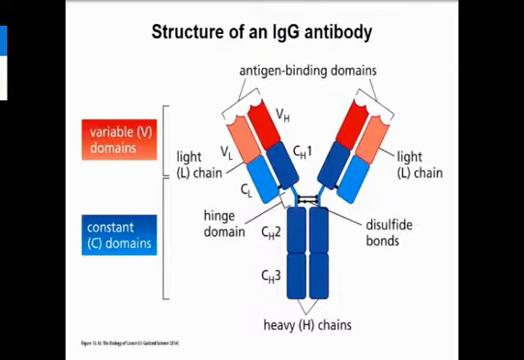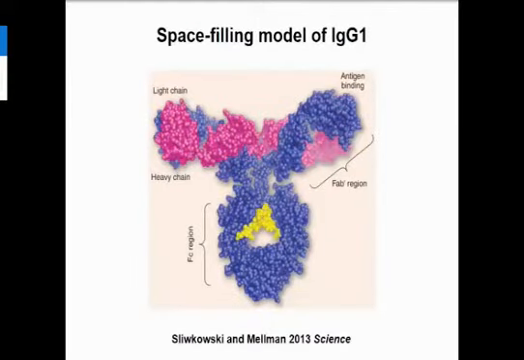Okay, and in a space-filling model of the structure, here we have the 2 heavy chains shown in this purple colour, and here's the other heavy chain, and the light chains are shown in this kind of pinky colour. And these IgG1 antibodies have an N-linked glycosylation site here in yellow, and we'll get onto the glycosylation in the lectures next week and how that can be important.